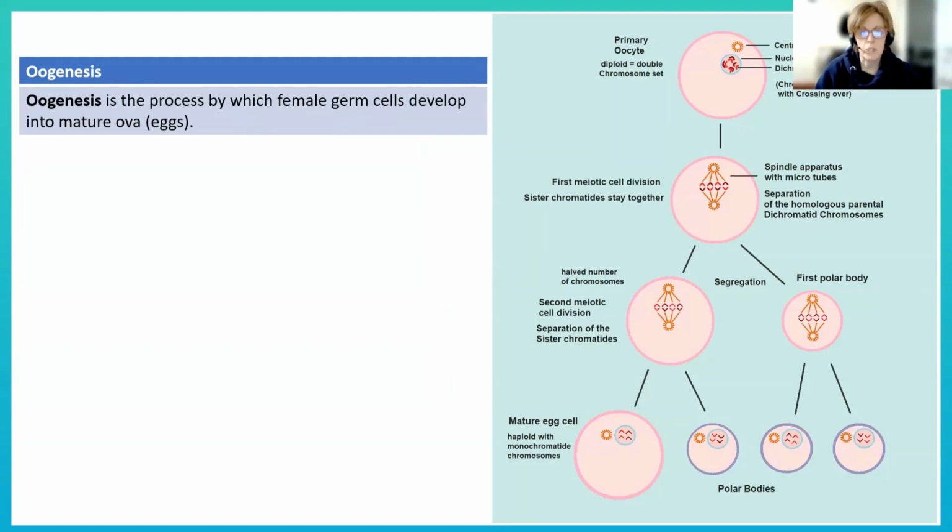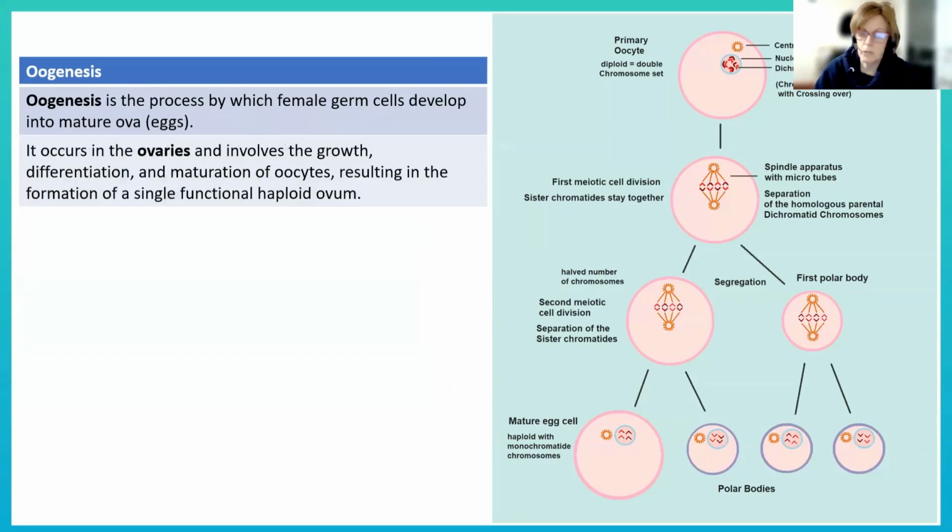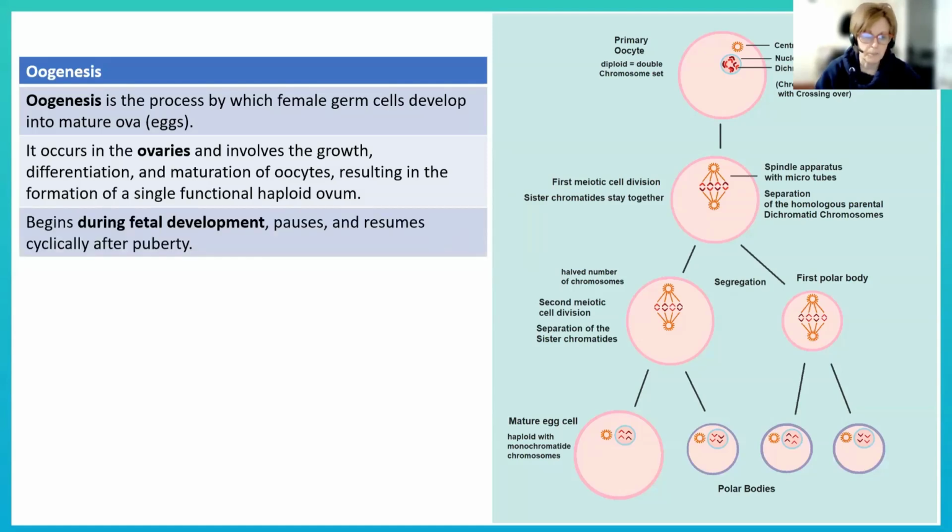Oogenesis is the process by which the female germ cells, which are sort of the parent cells, develop into the mature eggs or ova. This is obviously occurring in the ovaries. It involves the growth and differentiation, so that means specialization and maturation, of these oocytes, resulting in the formation of a haploid ovum. Ovum means egg. Haploid means half the genetic information, or 23 chromosomes in humans.